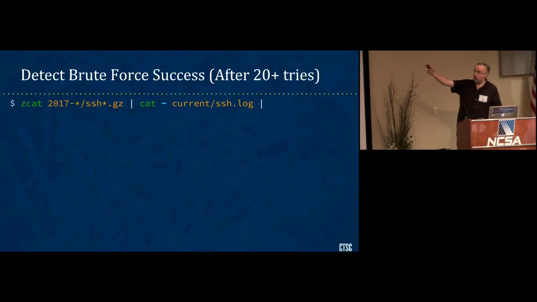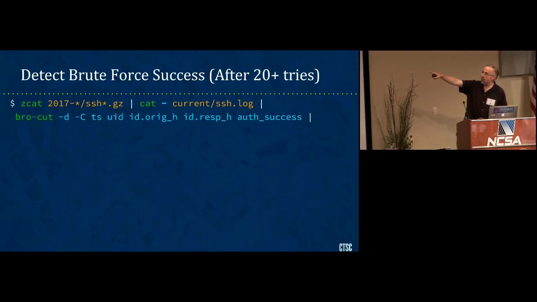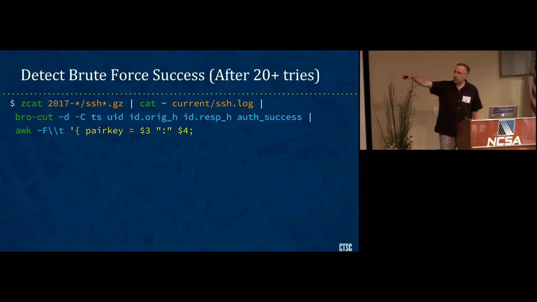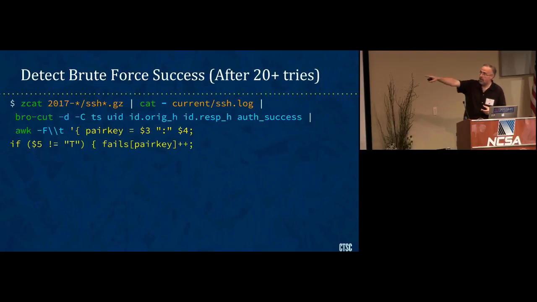So here we cat out all of 2017's SSH log. Again, this is going to be lightning fast. And we pass it into BroCut to get the columns that we want. And we create this pair key of the third and fourth column, which in this case is the origin and response host. We make that a key value that we'll use to set a value in the array. So if the fifth column, which is the auth success, is equal to T or true, then we increment the number of fails for that pair by 1.